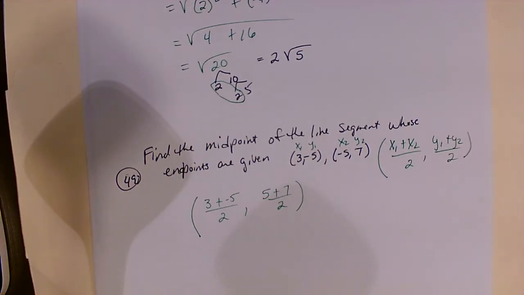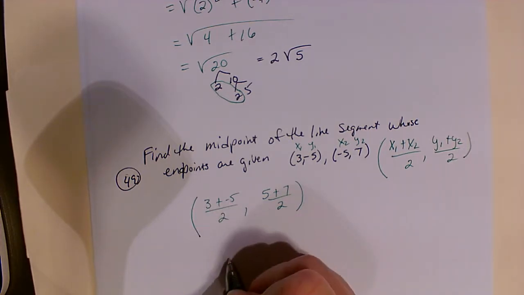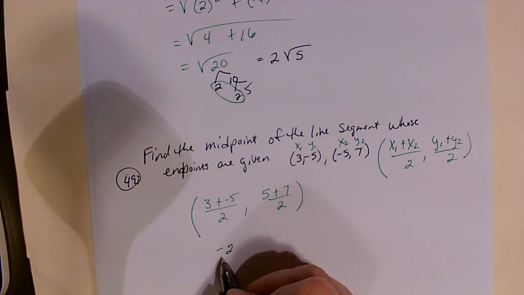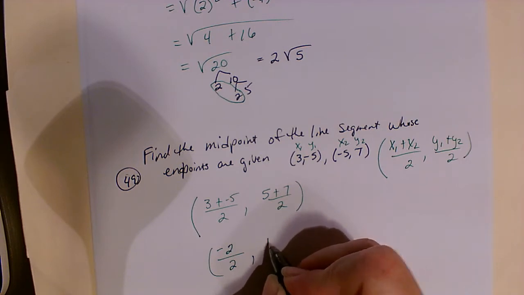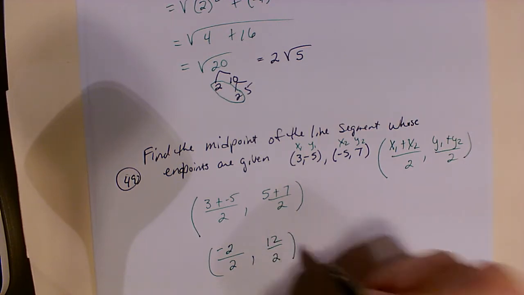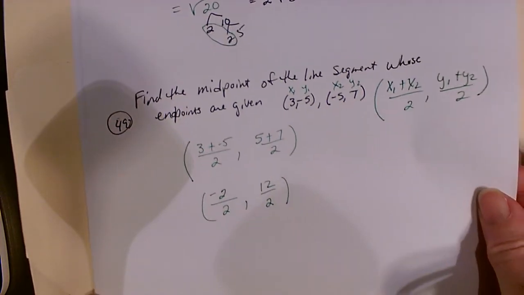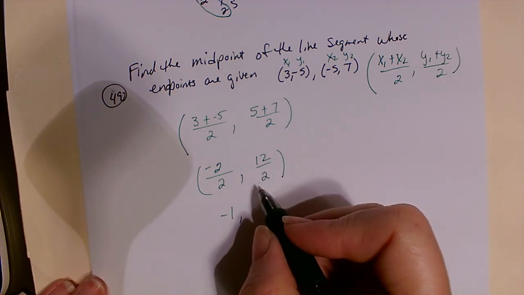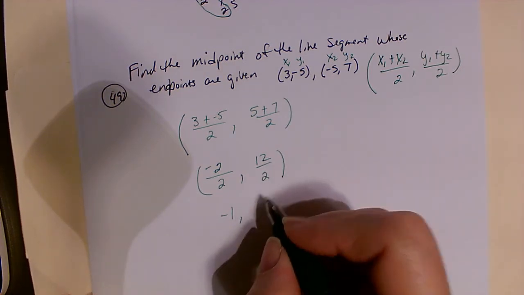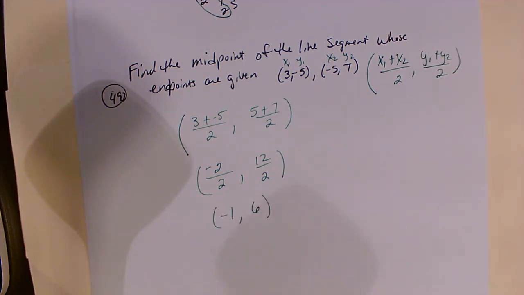All right, so 3 plus -5, again, they're opposite or different signs. We're going to subtract and keep the sign of the bigger. So 5 minus 3 is 2, keeping the sign will be -2 over 2, comma 5 plus 7 is 12 over 2. So -2 over 2 is going to reduce down to -1, and 12 divided by 2 will get us 6. So -1 comma 6 will be our point.